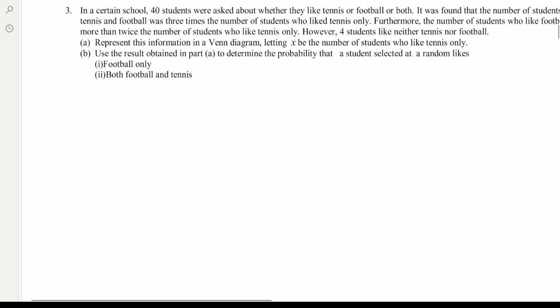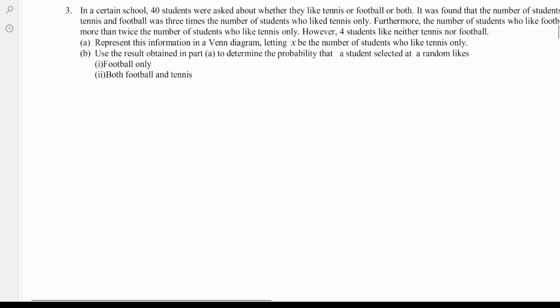We continue with question number 3. In a certain school, 40 students were asked about whether they like tennis or football or both. So we're talking of students who like tennis, or football, or both. It was found that the number of students who like both tennis and football was 3 times the number of students who like tennis only.